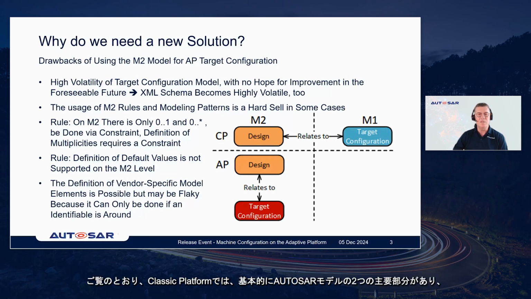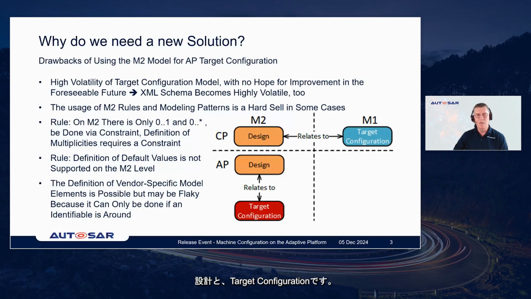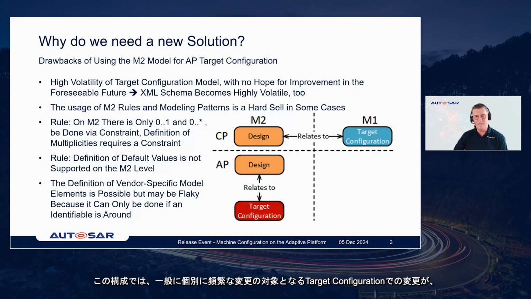As you can see on the classic platform, we have basically two major parts of the AUTOSAR model, which is design and target configuration. The design is placed on M2, target configuration is placed on M1. And this has the benefit that the typically highly volatile target configuration, so here we have frequent changes, doesn't have an impact on the M2 model. So it doesn't end up in the schema.